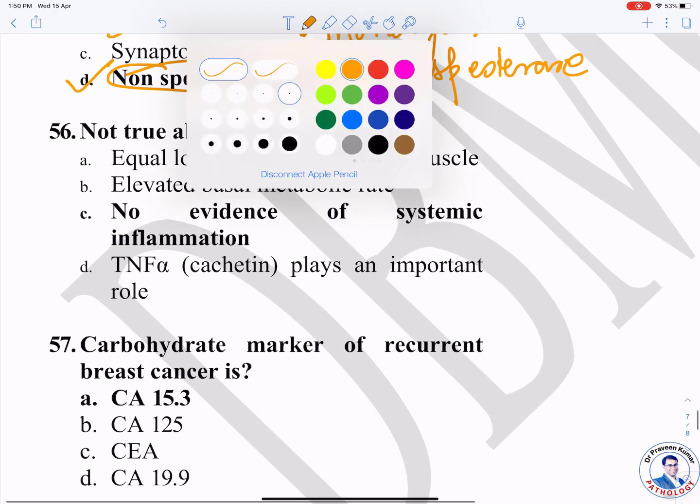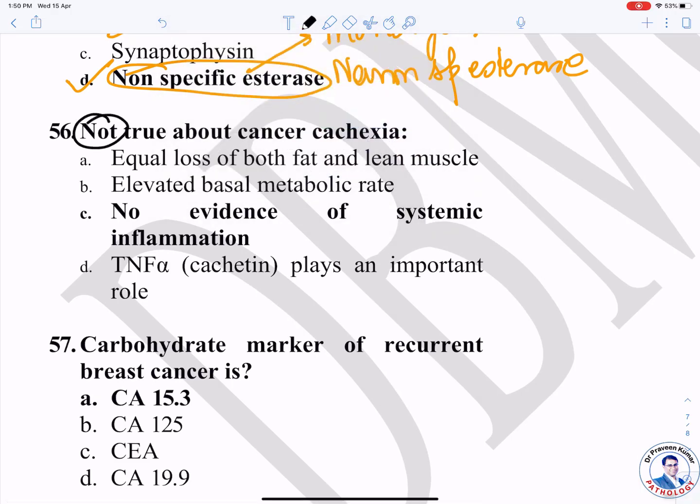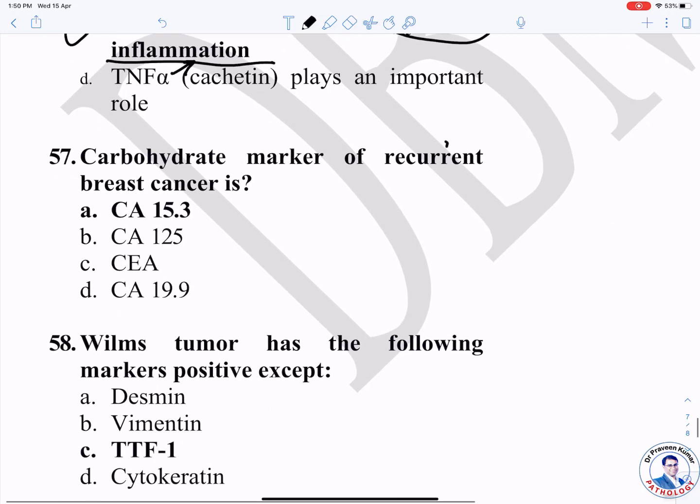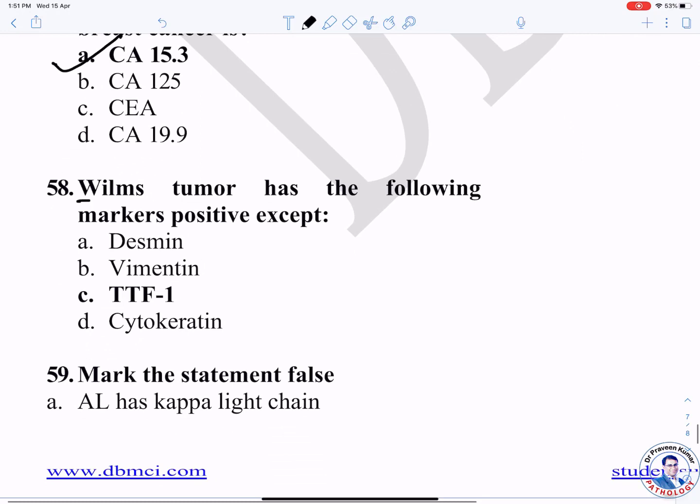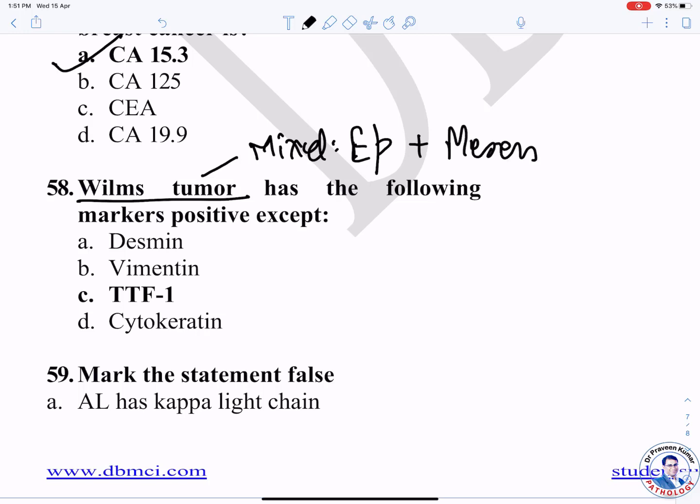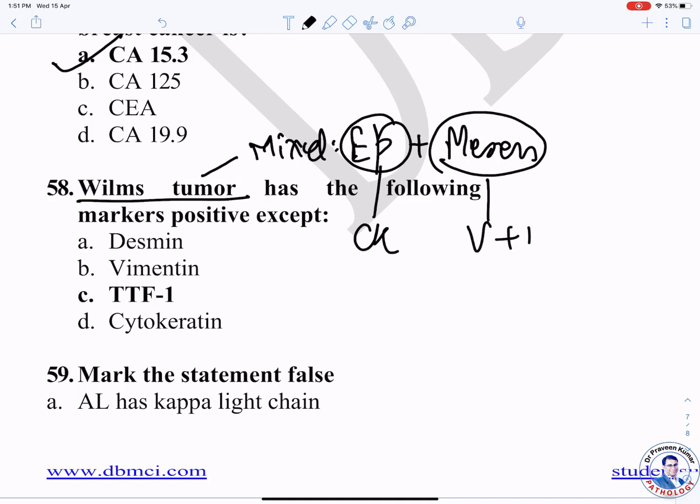Now cancer calculation, not true. Remember, you will always find inflammation because of TNF alpha action. So answer is straight away C. 57. Carbohydrate marker for recurrent breast cancer is 15.3. Please look at the tumor marker notes I have shared with you on the group as well as on the email. So Wilms tumor is basically a mixed tumor. So mixed tumor means it will be epithelial plus mesenchymal, right? So epithelial will have cytokeratin, mesenchymal will have vimentin and desmin.